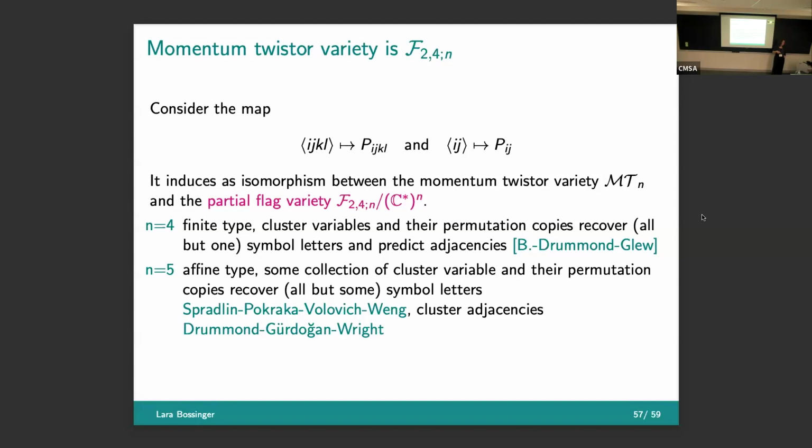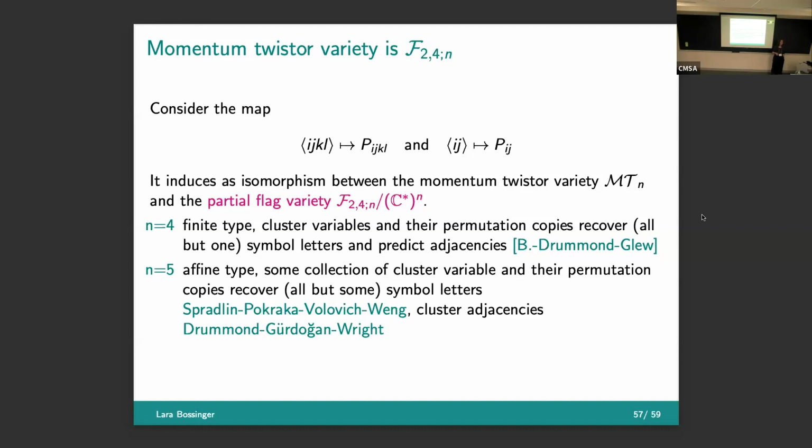And if we take all of these cluster variables and complete with respect to the symmetry that I had on the flag, and take all the permutation copies of the cluster variables, we do recover all but one symbol letter in the corresponding alphabet. And this one symbol that we're missing is W31, for the ones that know this notation, which is one where there are still ongoing discussions about whether it's actually a relevant element of the alphabet or not.